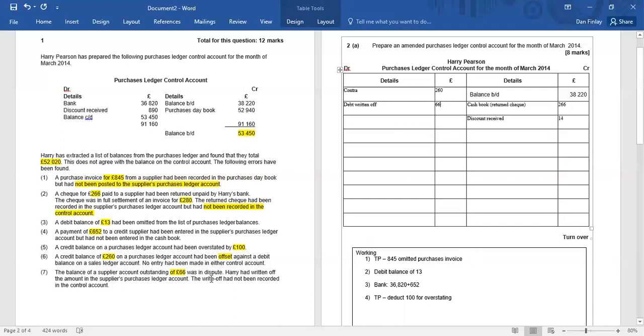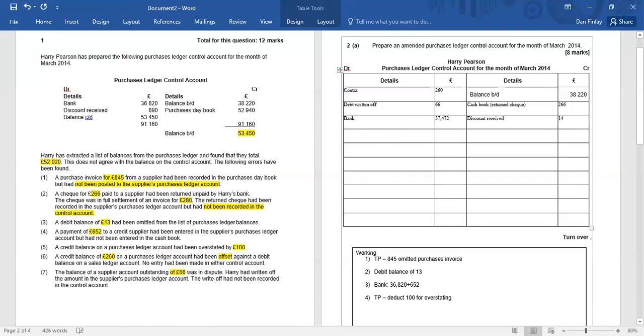Okay, so now we've got it all. So now it's just a case of putting these numbers across. So bank changed to this. So work that out. They called it bank, although I think you could also call it cash book. I would probably prefer cash book. And we get that number there.